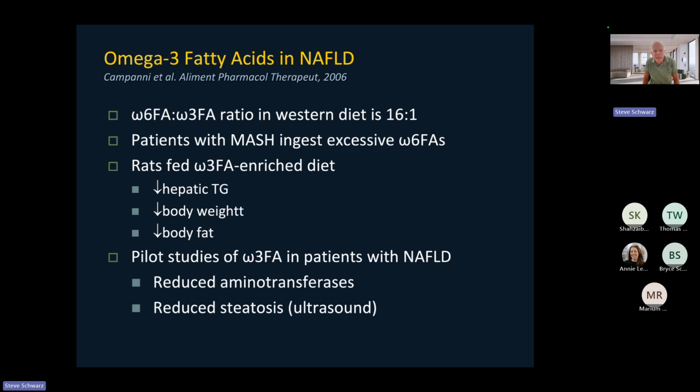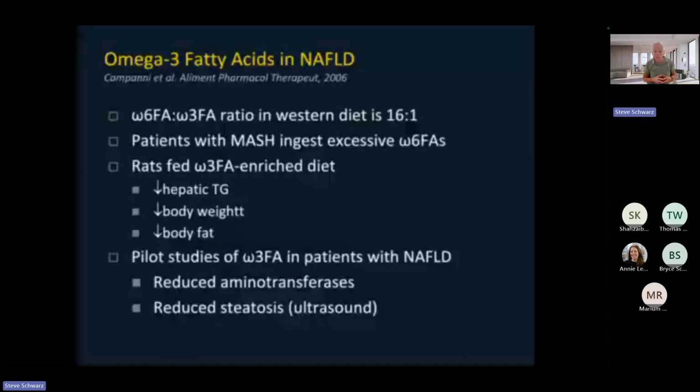In the normal Western diet, our omega-6 to omega-3 fatty acid intake is 16:1. We know that patients with metabolic-associated steatohepatitis ingest excessive amounts of omega-6 fatty acids. This is all background to what causes TPN cholestasis. We know that experimental animals fed an omega-3 enriched diet have reduced hepatic triglyceride, reduced body weight, and reduced body fat. And in pilot studies of omega-3 fatty acids in patients with metabolic-associated fatty liver disease, they had reduced aminotransferases and reduced steatosis.